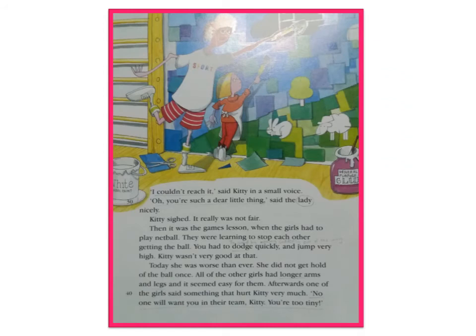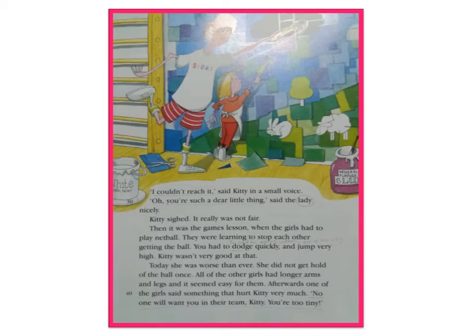So what has happened next? Let's see page 7. "I couldn't reach it," said Kitty in a small voice. "Oh, you are such a dear little thing," said the lady nicely. So the playground helper is a lady. So she asked what the reason was, why she was not wearing the coat. Then she also told her, "You are a dear little thing."